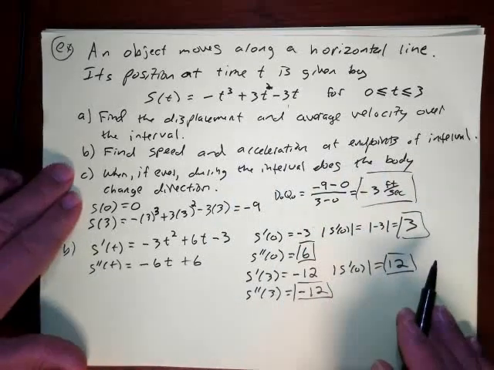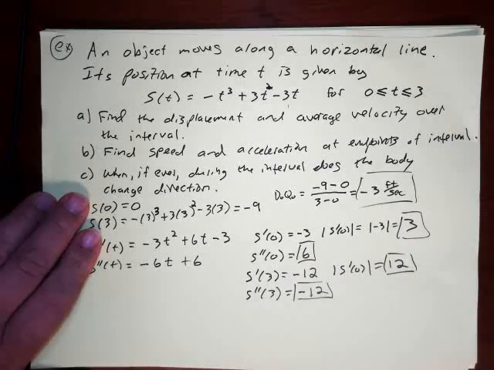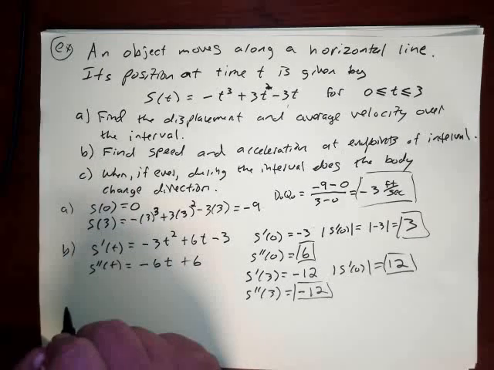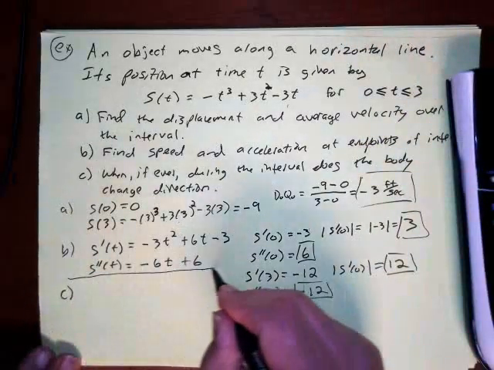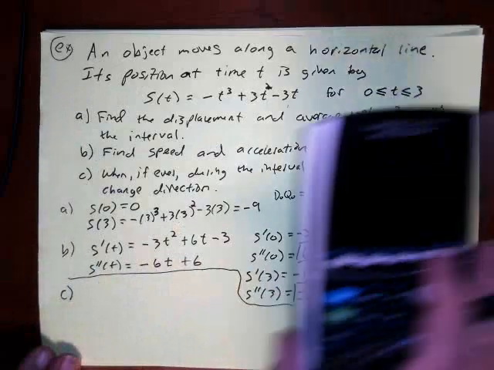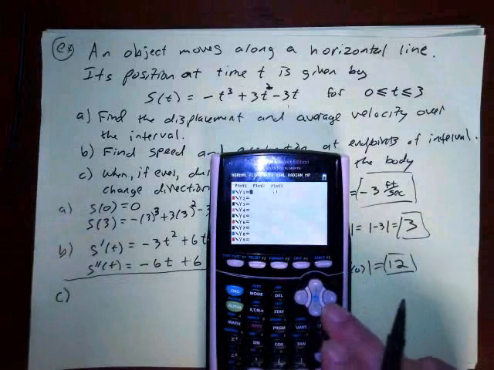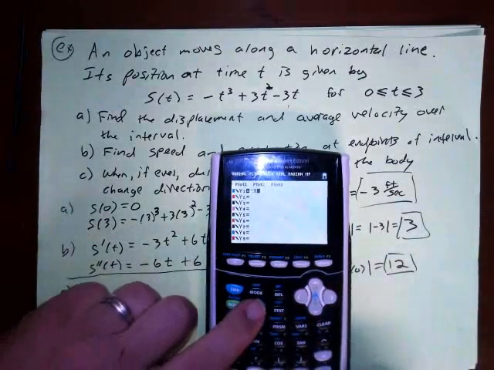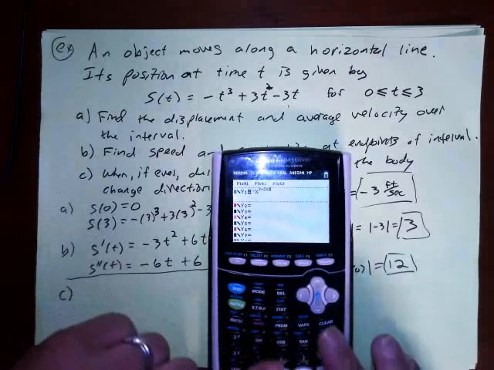So that's the speed, velocity, and acceleration at the endpoints of the interval. That's what this second question is asking. So now this asks, when, if ever, during the interval does the body change directions? One thing you could do is graph this and see when it changes directions. So let's do that first. I'm going to graph the function, negative x cubed plus 3x squared.